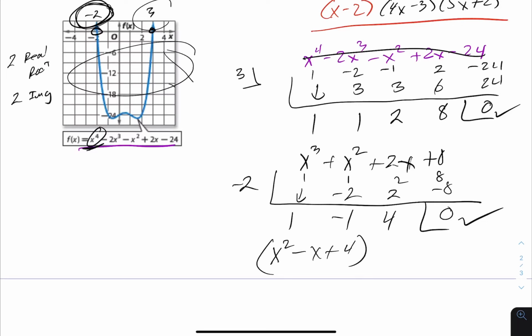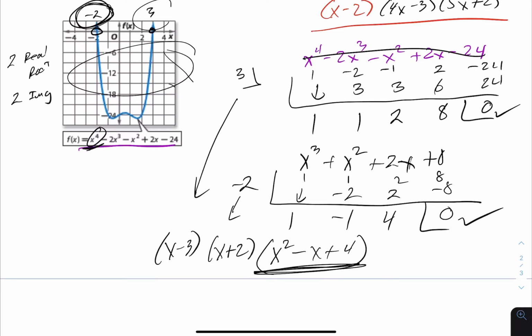That's it. So don't forget the two things you plugged in. This is x plus 2, inside opposite. This will be x minus 3. Again, this is as far as you can go here because that's an imaginary root. So you can't go any further. You can't factor it anymore. And that's the lesson.